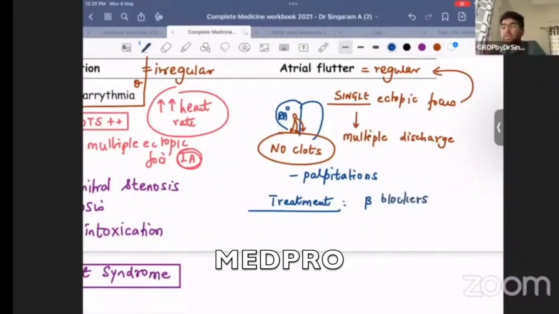Do I want to use a direct thrombin inhibitor? Not required, because these patients are not at risk of thromboembolism. So I will not use a direct thrombin inhibitor. Only a beta blocker will be used.